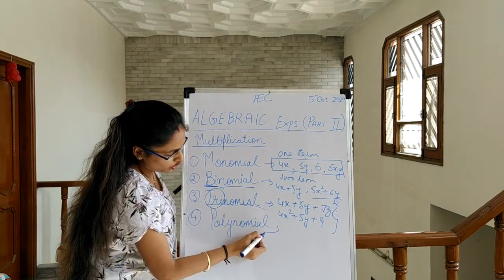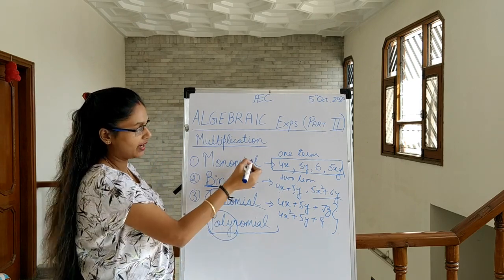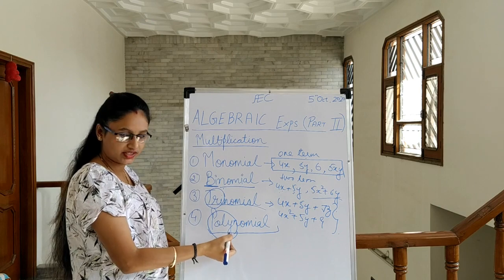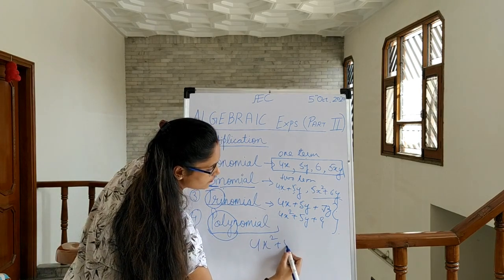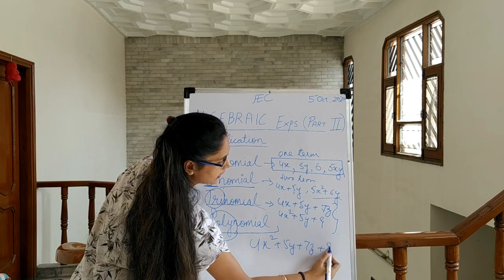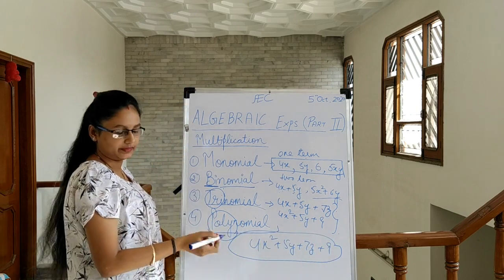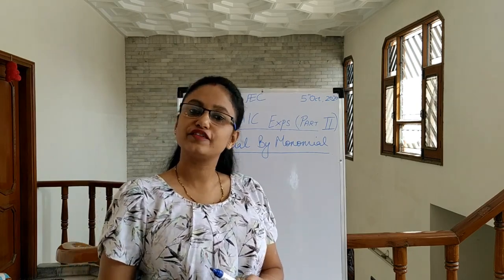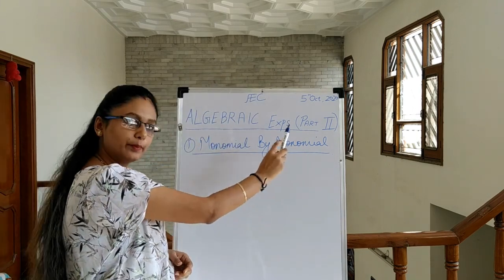Now coming to polynomial. Polynomial means any number of terms, be it 1, 2, 3 or more than 3. So if I write 4x square plus 5y plus 7z plus 9, or any number of terms, this is our polynomial. In multiplication we have different types of multiplication. The first one is monomial by monomial.